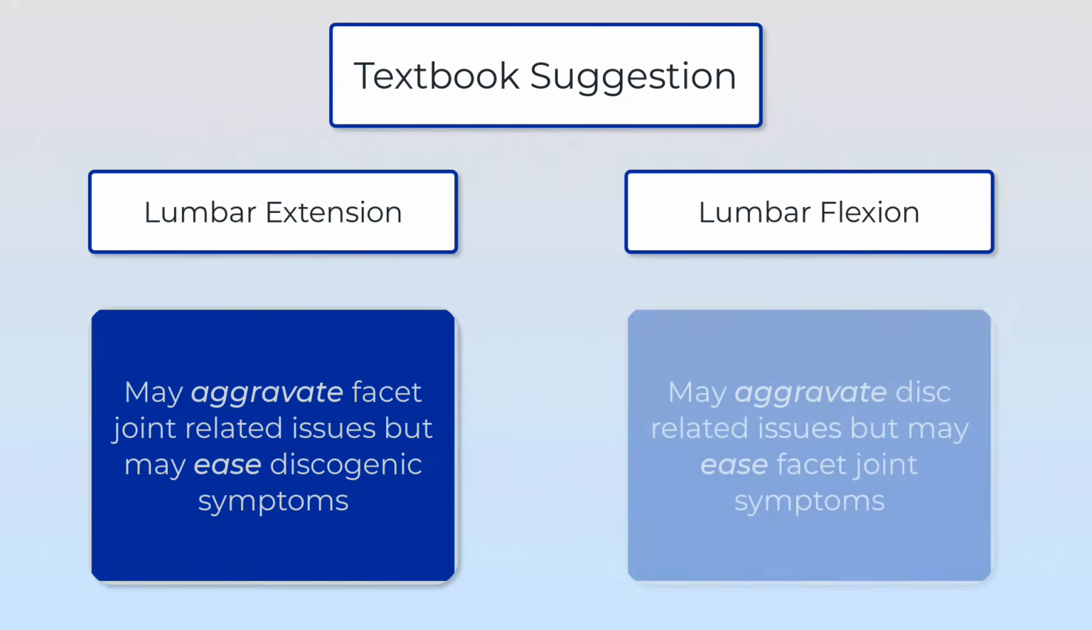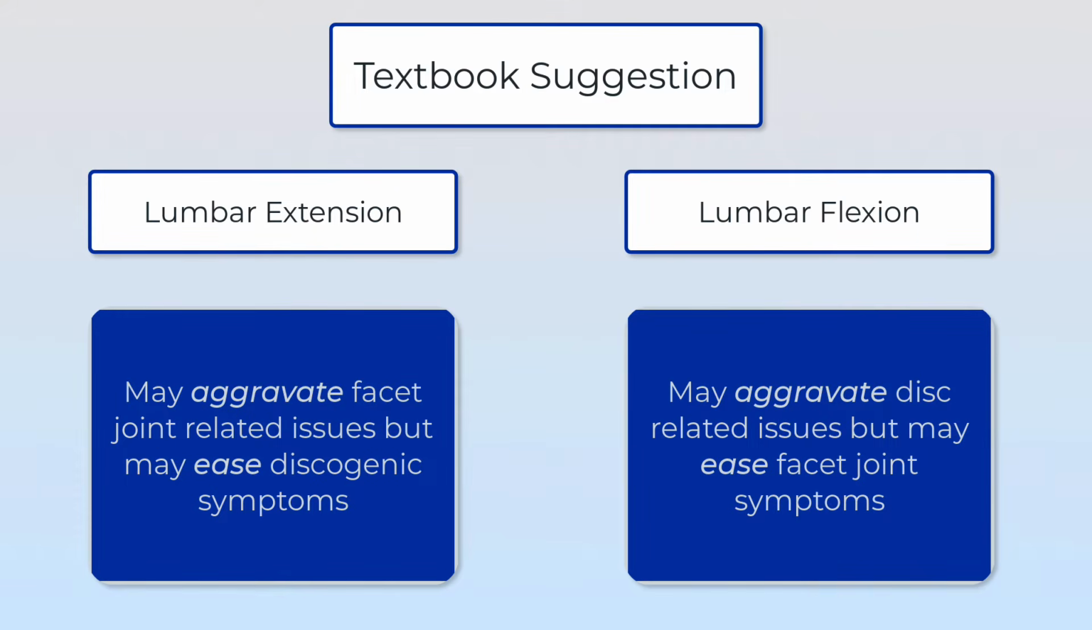On the other hand, the textbook suggestion is that lumbar spine flexion may aggravate disc issues, but may actually ease facet joint issues because, as we can see, the facet joints open up during this position. So sometimes we might look at our patient's presentation, and if it's really clear and obvious, we could potentially link those movement differences to the structures we've been talking about.